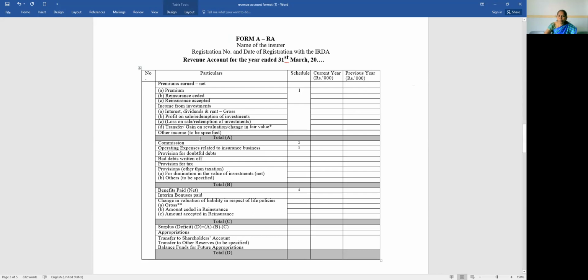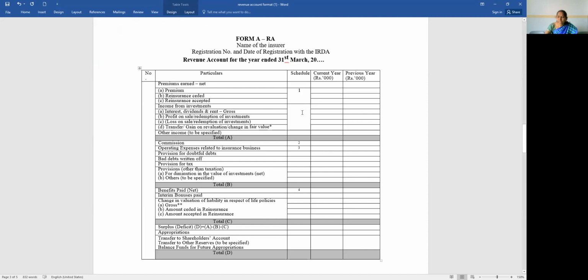So what will be there? Generally, this revenue account is divided into 4 areas. That means total A will come in 1, total B will be another 1, total C and total D. What will be there in total A? You know very well, revenue account means expenses and income together will be there. So in revenue account, total A consists of all the income of the particular insurance company. Any income, if you feel, will come under the category of total A. So this income also you are going to divide under different headings.